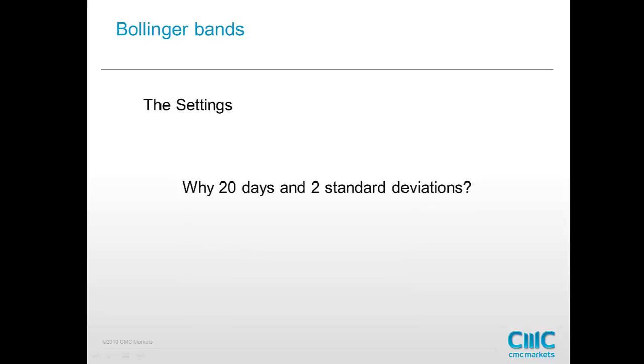You may have noticed when you call up Bollinger Bands on the platform that the standard default setting is 20 days and 2 standard deviations. Why do we choose these? Well, the 20 days is simply roughly the number of trading days in a month.